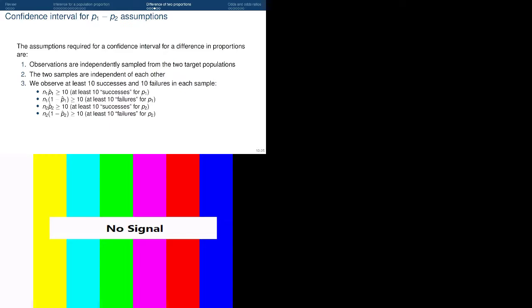As I said, we have assumptions for the test, and those assumptions are related to independence. We want the observations to be independently sampled from the 2 target populations. The 2 samples have to be independent of each other. And then we have to check whether the number of successes and fails in each of the groups are greater than or equal to 10. Again, that's to make sure that the distribution of p hat in each of the groups follows a normal distribution.